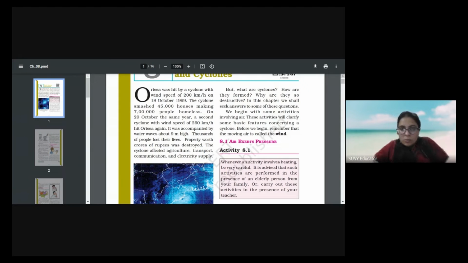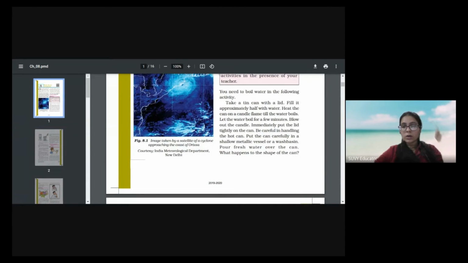We begin with some activities involving air. These activities will clarify some basic features concerning a cyclone. Before we begin, remember the moving air. So what is the wind, students? Winds are moving air. Moving air is called the wind. What is the wind? Wind is the moving air.